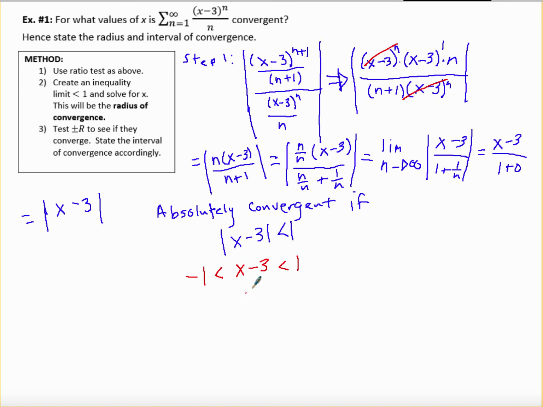Now all I have to do to solve this is get x alone. I'm going to use the opposite operation and move that 3 to the other sides, because we have three sides on this inequality now. So I've got -1 plus 3, which is 2, and I've got 1 plus 3, which is 4. So I know that x has to be a number in between 2 and 4. So it's going to be convergent between 2 and 4.